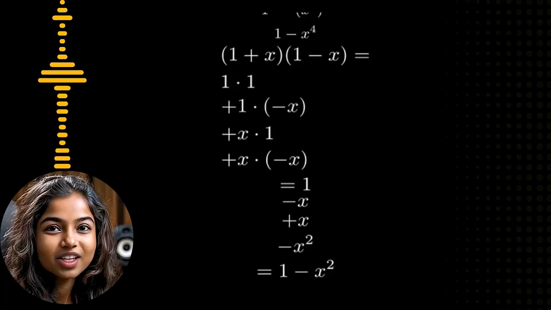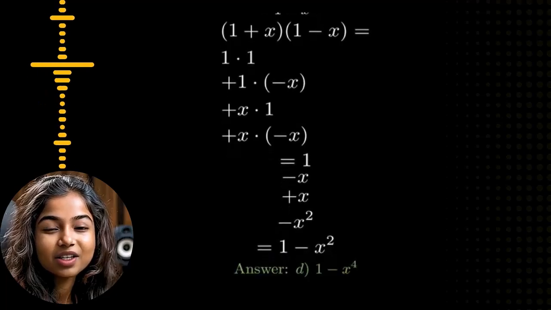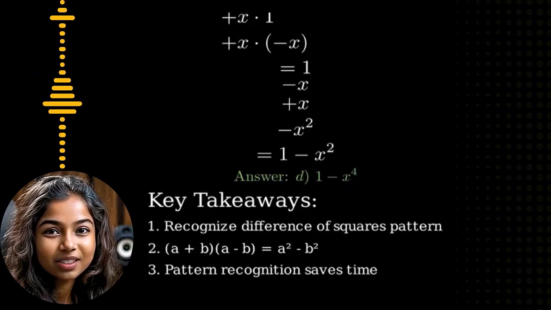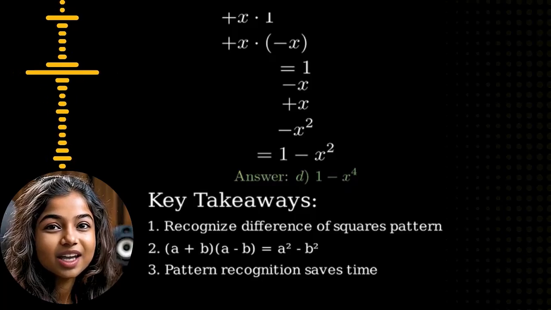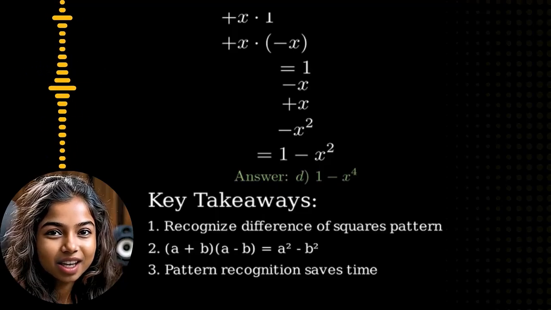Therefore, looking at our options, we can see that the correct answer is D, 1 - x⁴. This problem demonstrates the power of recognizing patterns in algebra, particularly the difference of squares pattern. When we see expressions in the form (a + b)(a - b), we can quickly identify that the result will be a² - b². Using this pattern recognition can save us time compared to multiplying out all terms using the FOIL method.